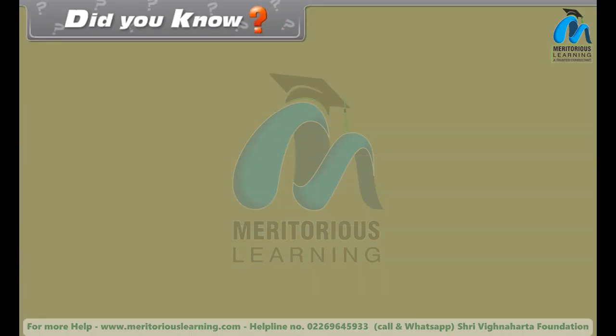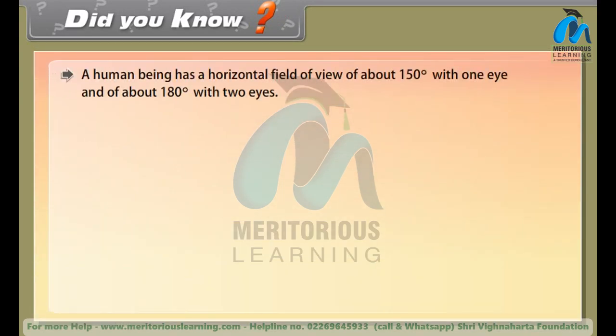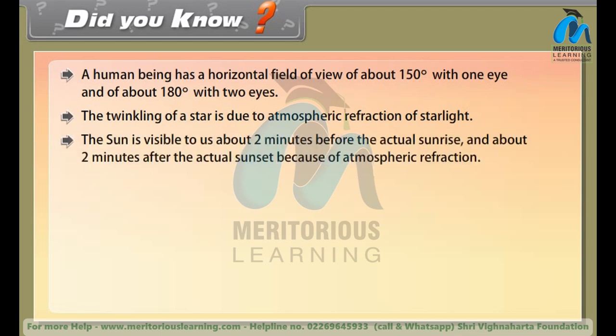Did you know? A human being has a horizontal field of view of about 150 degrees with one eye and about 180 degrees with 2 eyes. The twinkling of a star is due to atmospheric refraction of starlight. The sun is visible to us about 2 minutes before the actual sunrise and about 2 minutes after the actual sunset because of atmospheric refraction.